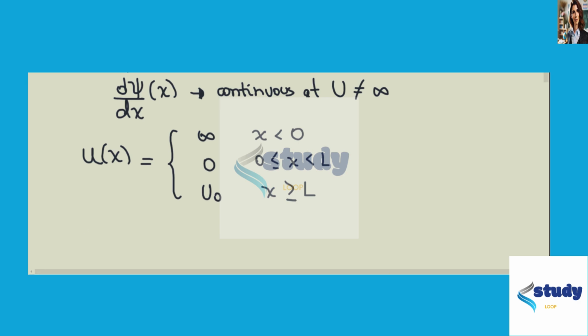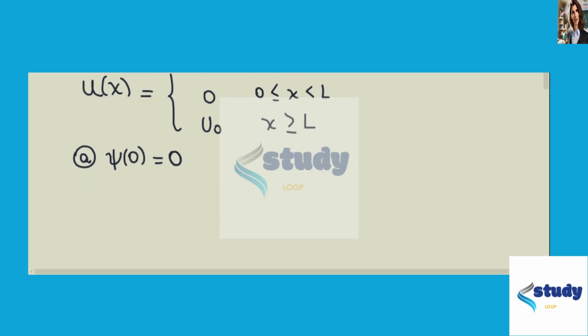And in question A, we have to solve the Schrodinger equation and use that the wave function is continuous at the origin, meaning that the wave function must be equal to 0 at the origin, since the potential energy is infinite at this point, to find what is the form of the solution of the wave function in the region 0 smaller than x smaller than L.